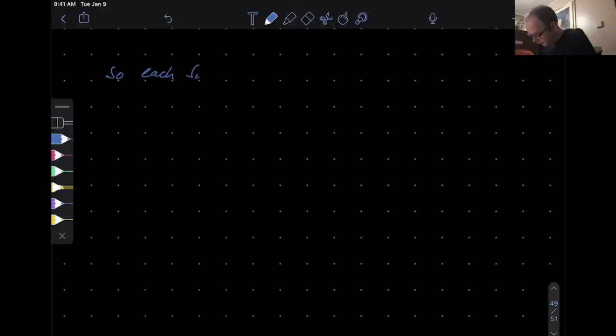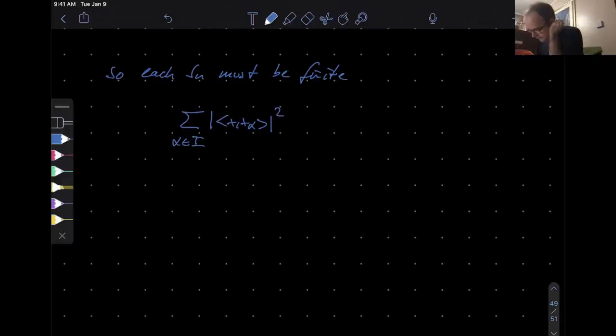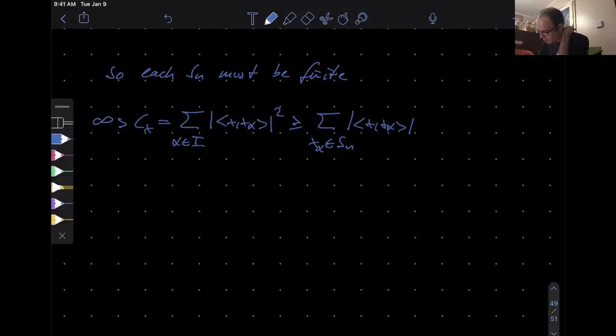So each Sn must be finite. And why is this? What we had on the previous slide was the following thing. We had the sum over alpha in I of x alpha squared, and this was our quantity Cx, which was finite through an application of Bessel's inequality. But now what you can do is estimate it from below by just throwing out all those terms which are not in Sn. Then you have the sum of x alpha squared.